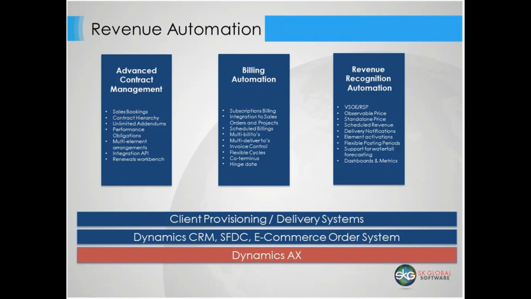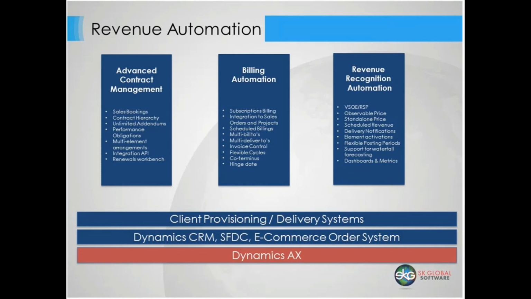Today's focus, of course, is around the revenue automation area, and we will focus in on each of these different areas of the solution. Later in the presentation, we'll actually do a demonstration of some of these areas, but we've broken it into essentially 3 pillars, if you will. The first pillar being advanced contract management, where we handle all the sales bookings and the contract setup, definition of the contract performance obligations. We have an area for billing automation, which handles all of the billing, including subscriptions billing management. It can be designed to support an unlimited number of addendums, bill tos, deliver tos. It's very flexible in terms of how it's defined. And then, of course, lastly, we handle the full revenue recognition automation, which supports all of the legacy rules around VSOE and the new rules that are available for 606. And we can also provide forecasting information and dashboards and metrics, which are very important.